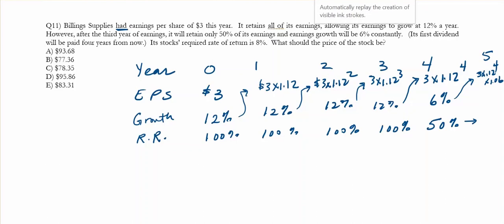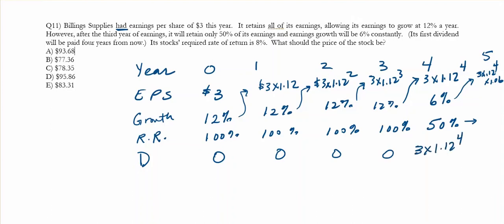Right, now that we understand the earnings per share, the growth rates, retention rate, now we can calculate what the dividend is every year. So no dividends for 3 years because they've been retaining everything. In the fourth year, they're retaining 50% of what the earnings were. So the earnings in the fourth year will be $3 times 1.12 to the 4, and now 50% of that will be paid out. Because they're paying out some of it, in the following year, the dividend will only be 6% more than what it was in year 4.